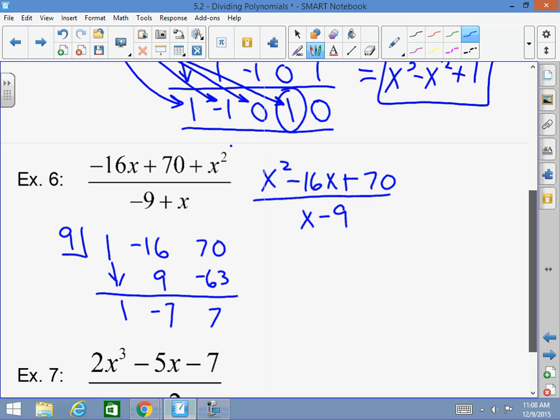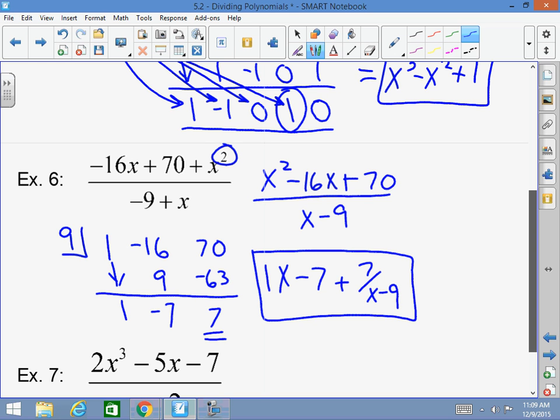I started with an x squared, so I'm rewriting my answer now with 1 less exponent. So I have 1x minus 7. This is my remainder, plus 7 over x minus 9. And that is my answer.